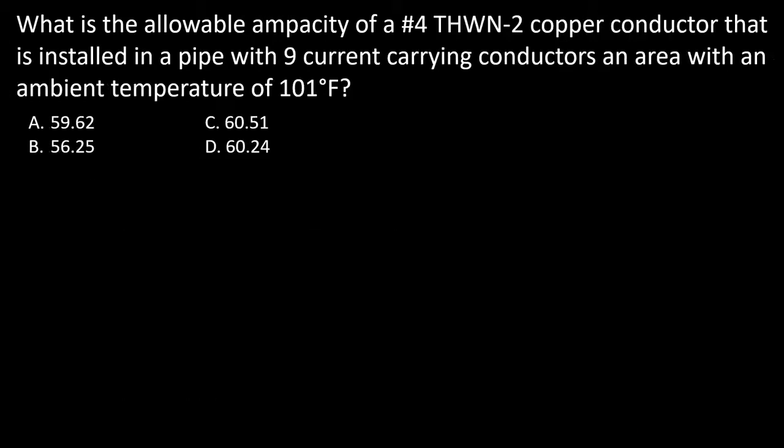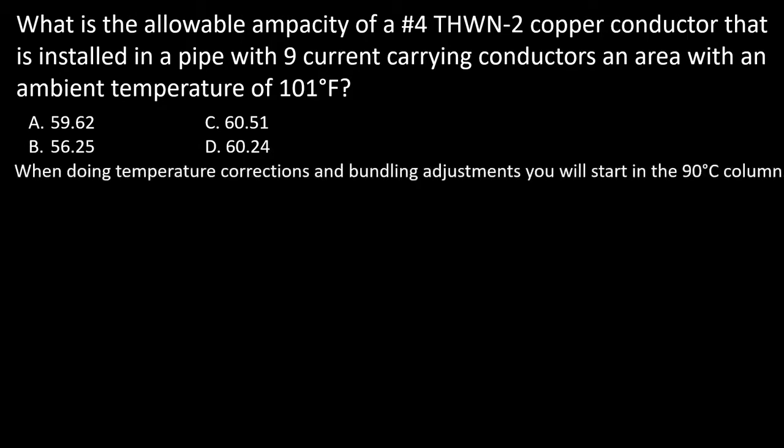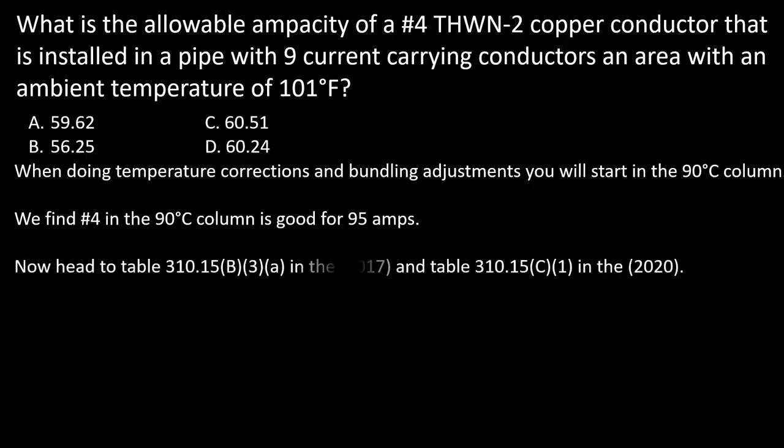Great job. What is the allowable ampacity of a number 4 THWN-2 copper conductor that's installed in a pipe with 9 current carrying conductors in an area with an ambient temperature of 101 degrees Fahrenheit? So we're going to start in the 90 degrees C column. We're going to find that number 4 in the 90 degrees C column is good for 95 amps.